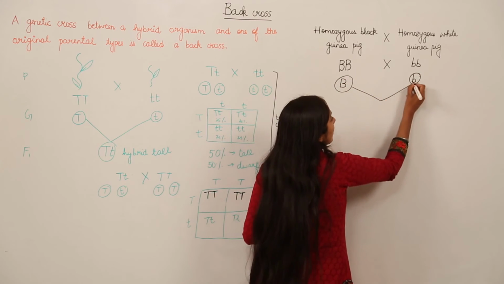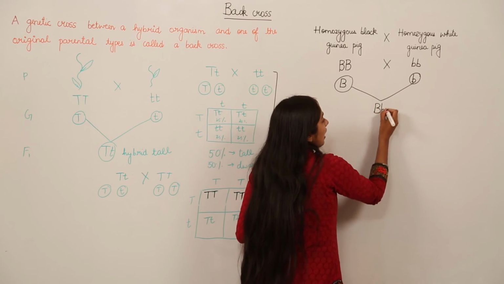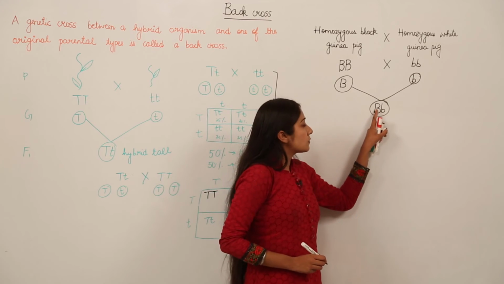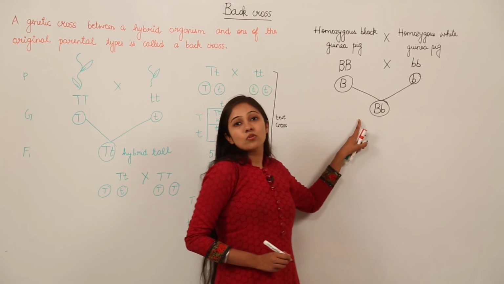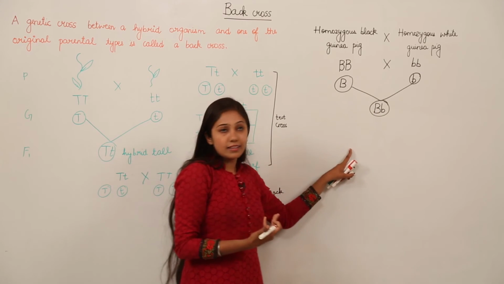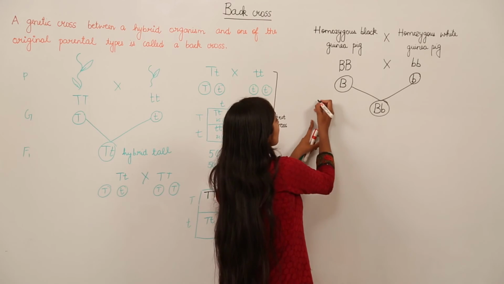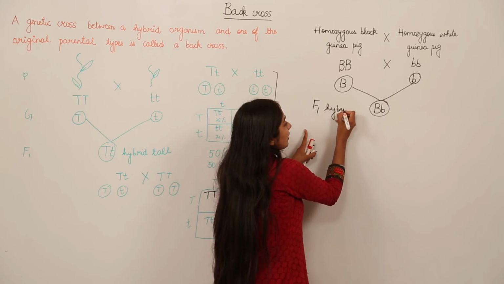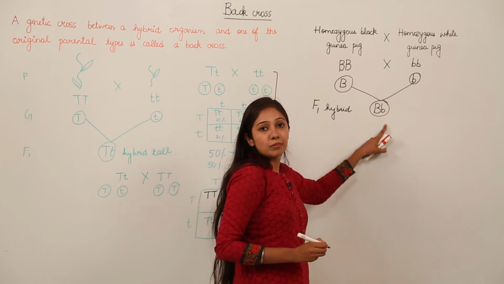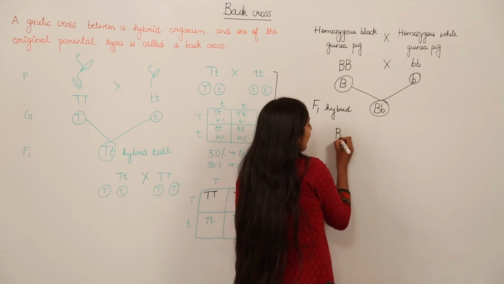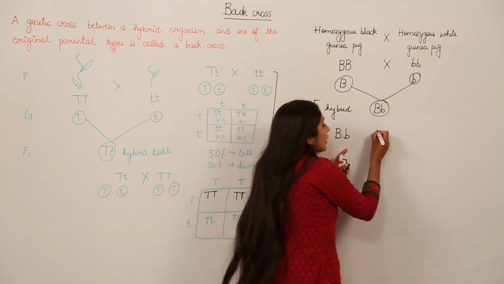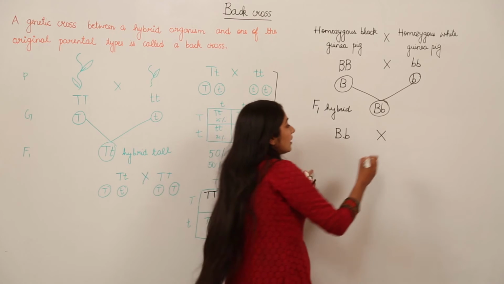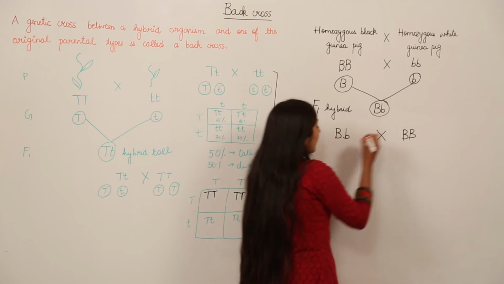So what is going to be the first filial generation? We'll have a hybrid black guinea pig, because since the dominant gene is present, this is going to be a hybrid black guinea pig. This is the first filial generation hybrid black guinea pig. What we are going to do next is cross this hybrid with one of the parents. For a back cross, we are preferably going to do it with the dominant one. What are we going to get as the results?